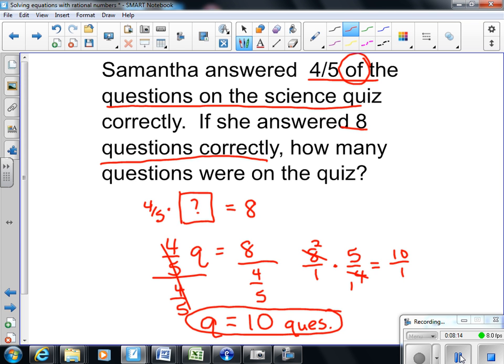All right, that concludes our lesson on solving equations that involve rational numbers.